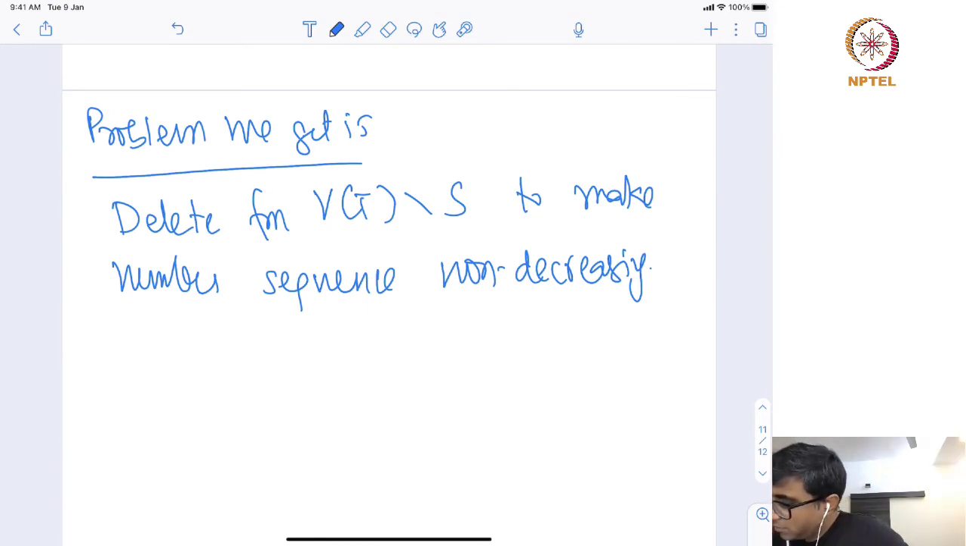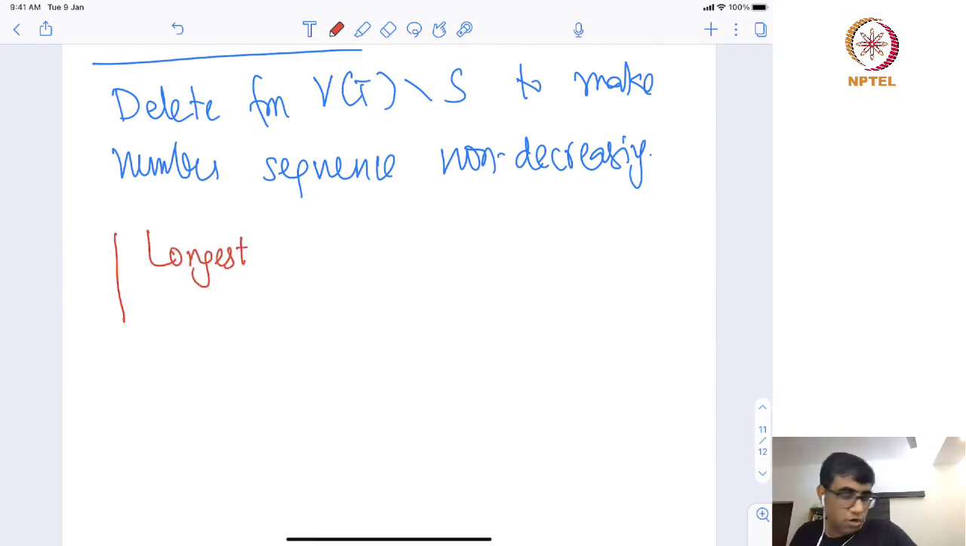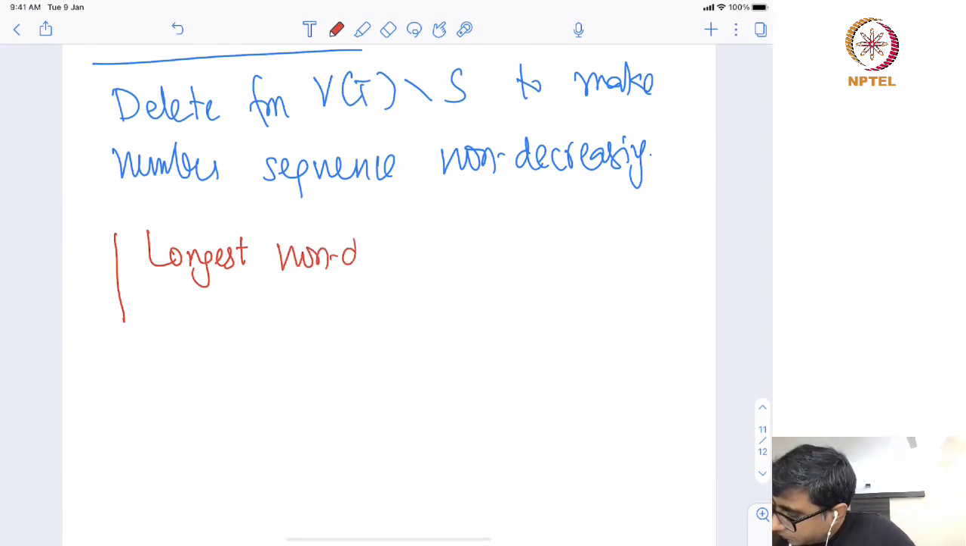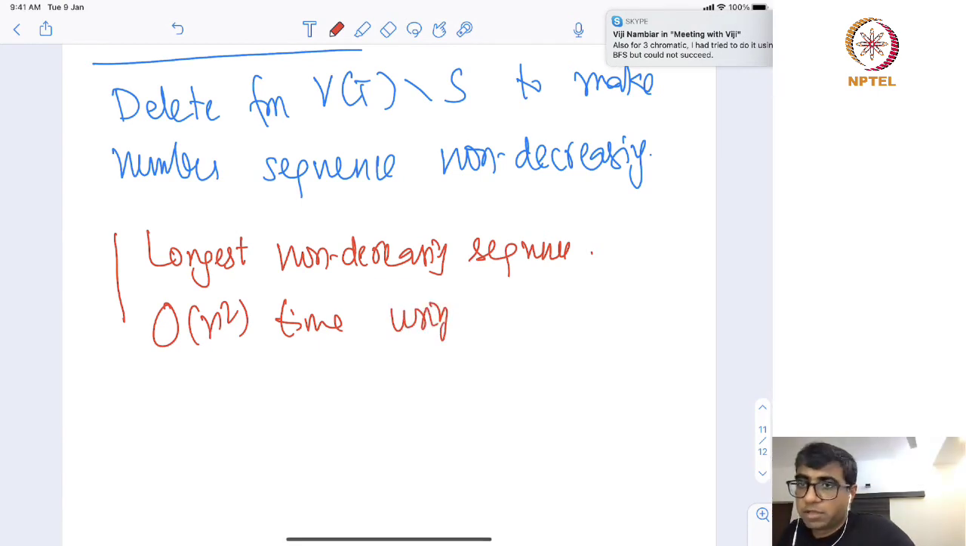But what is this problem? This is a very famous problem which you have done in your class. This is nothing but the longest non-decreasing subsequence, right? And this can be done in order n square time, I think, using classical dynamic programming.